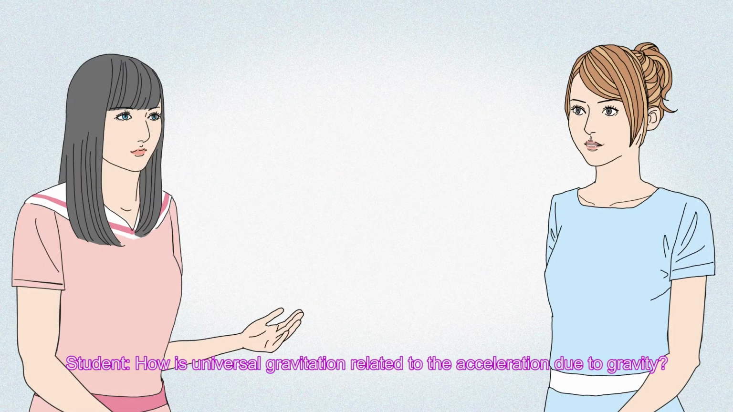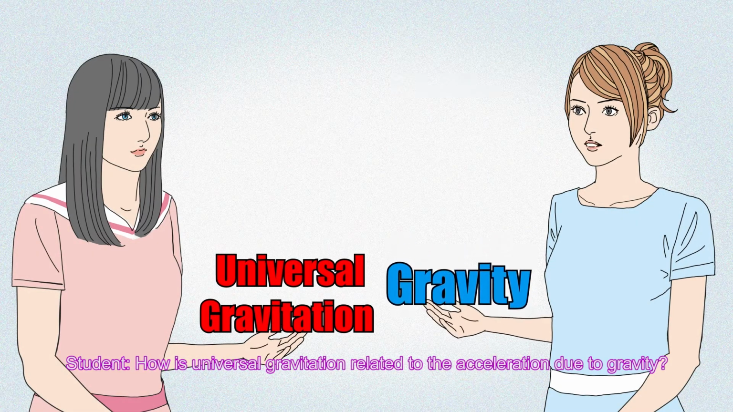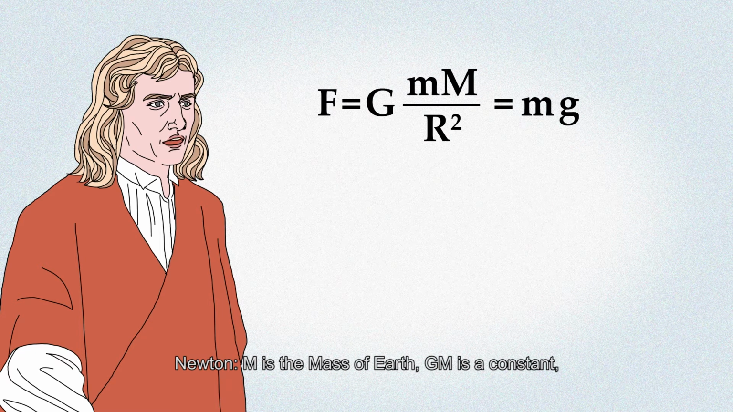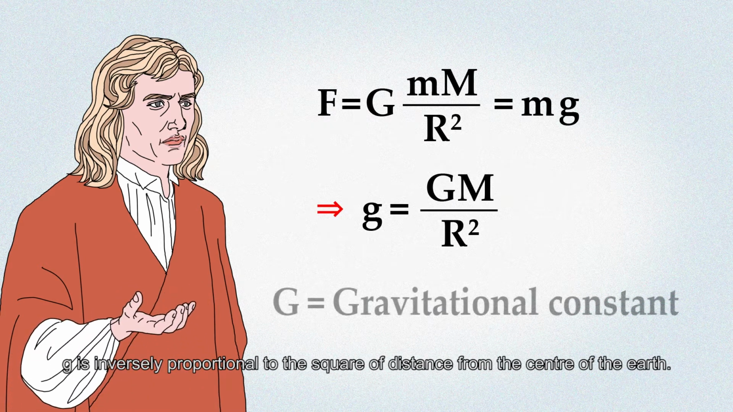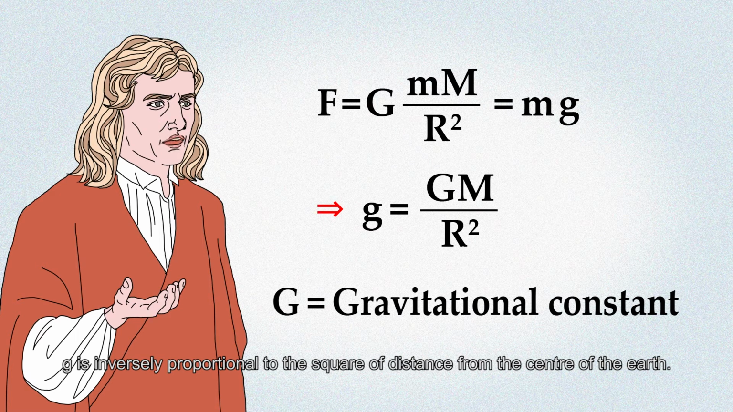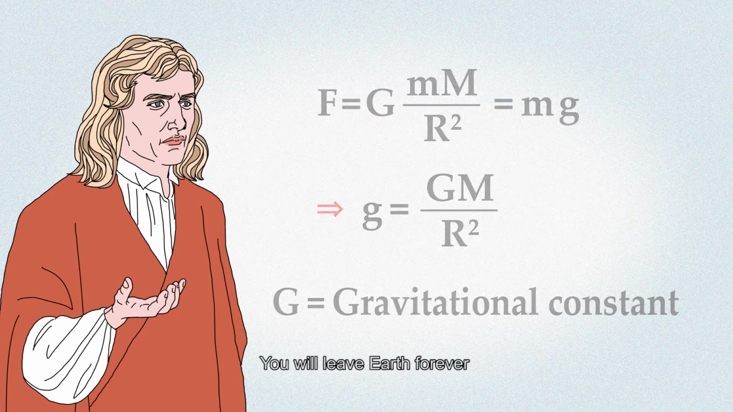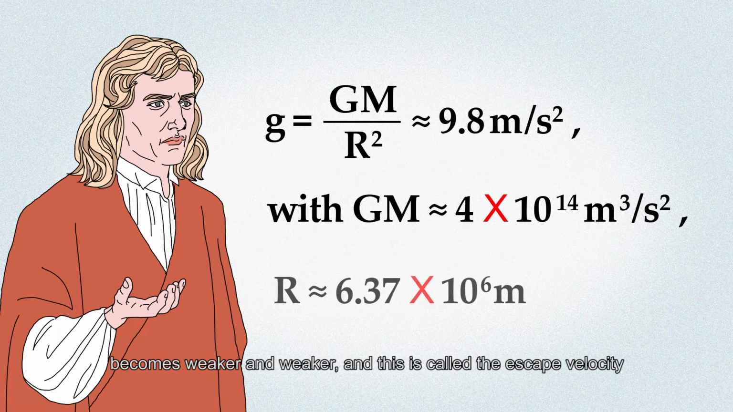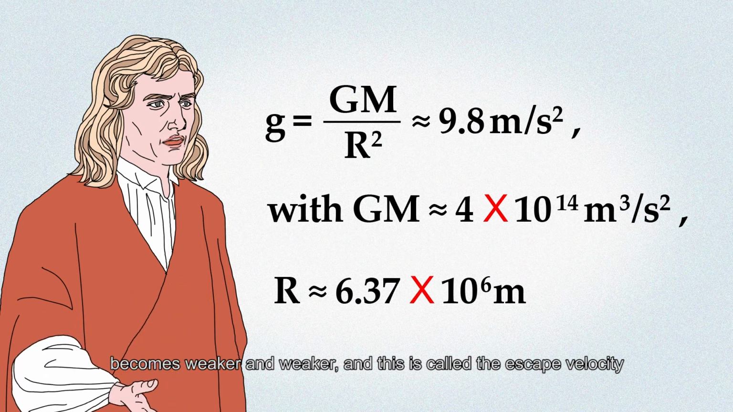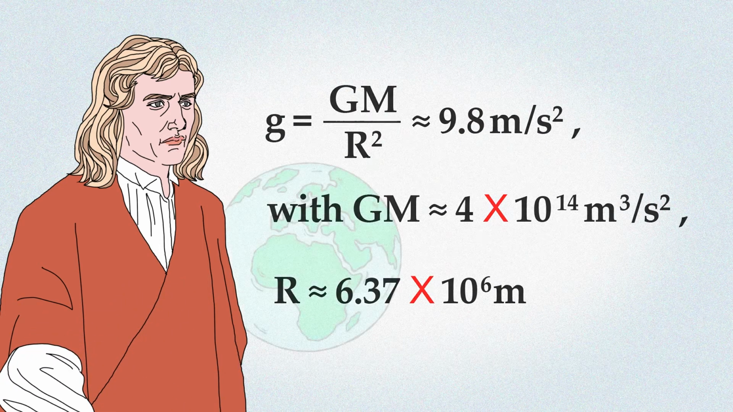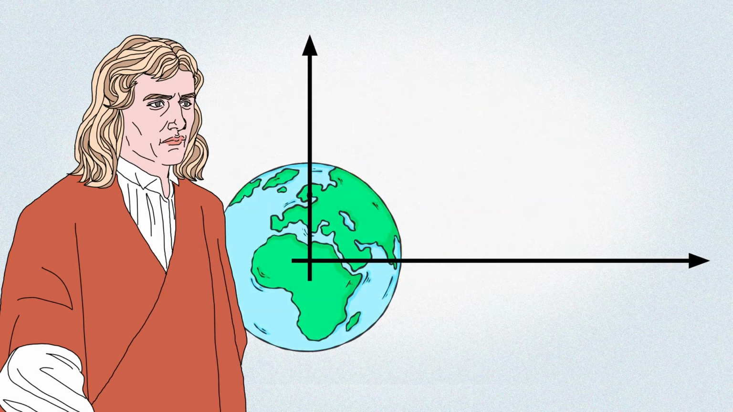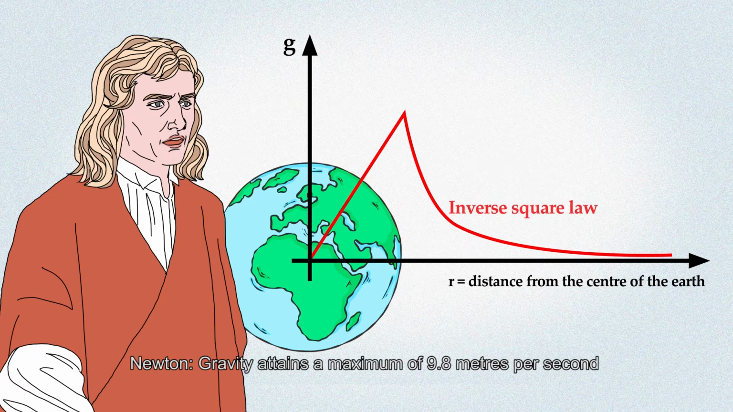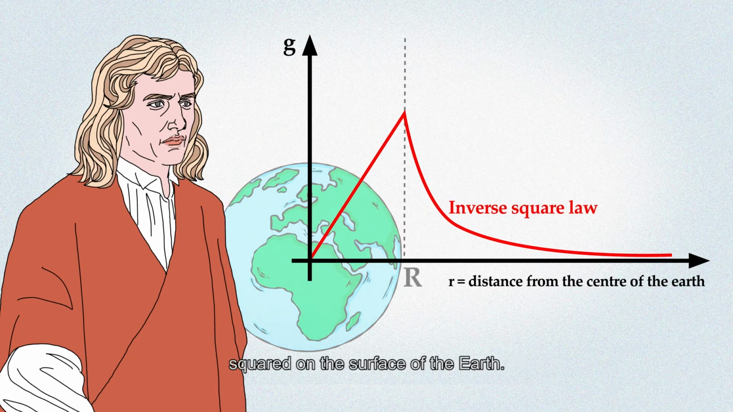How is universal gravitation related to the acceleration due to gravity? M is the mass of Earth, GM is a constant, and g is inversely proportional to the square of the distance from the center of the Earth. You will leave Earth forever if you move at 11.2 kilometers per second, as the gravitational force becomes weaker and weaker, and this is called the escape velocity. Gravity attains a maximum of 9.8 meters per second squared on the surface of the Earth.